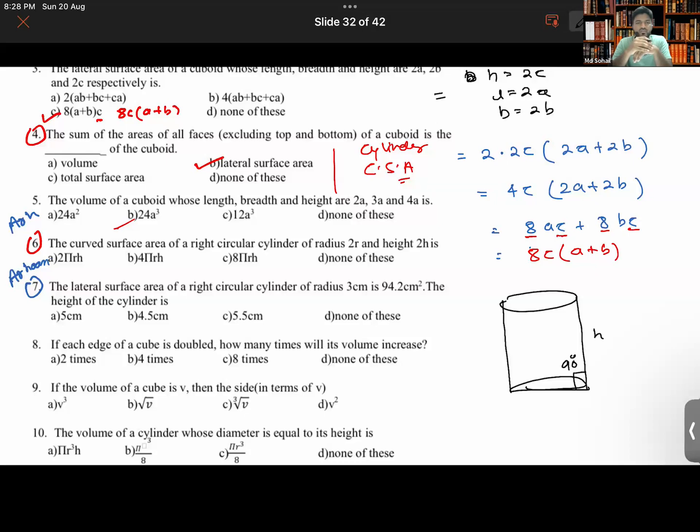Curved surface area you have to find out. And Arhan, you have to find out the lateral surface area of a right circular cylinder whose radius is given here. Lateral surface area is given in the next question and radius is also given. You have to find the height.